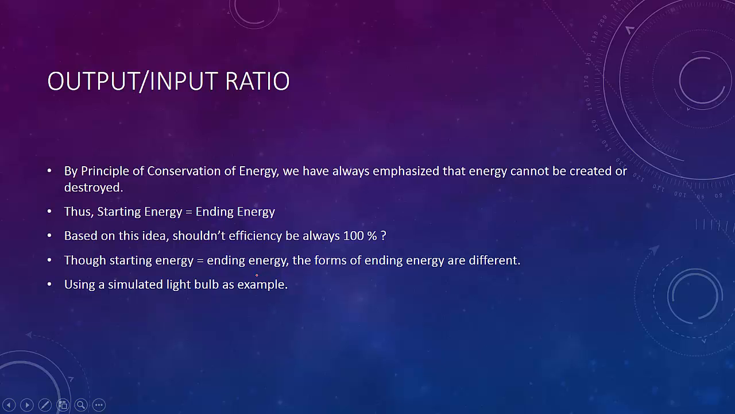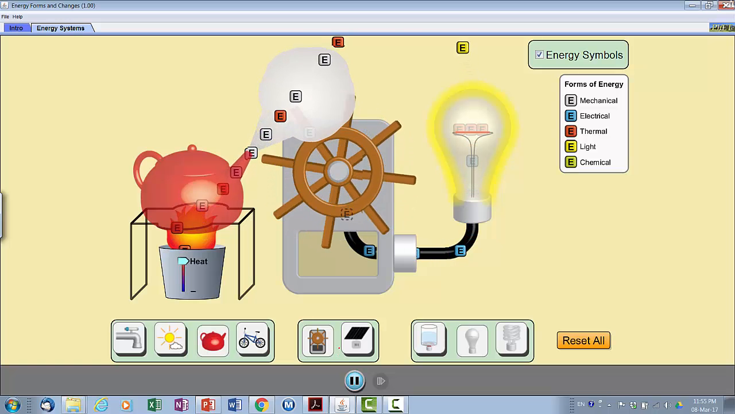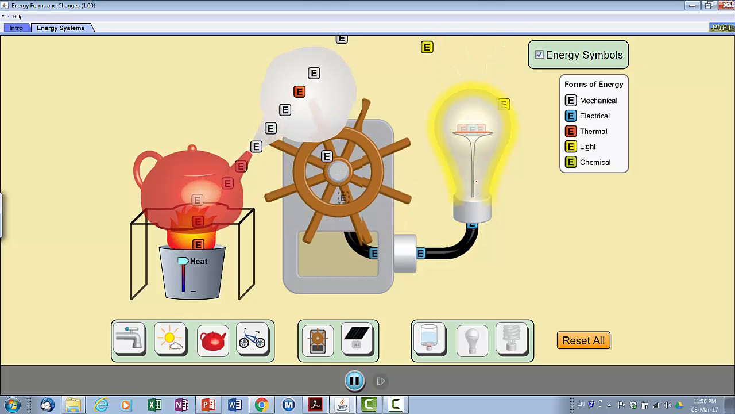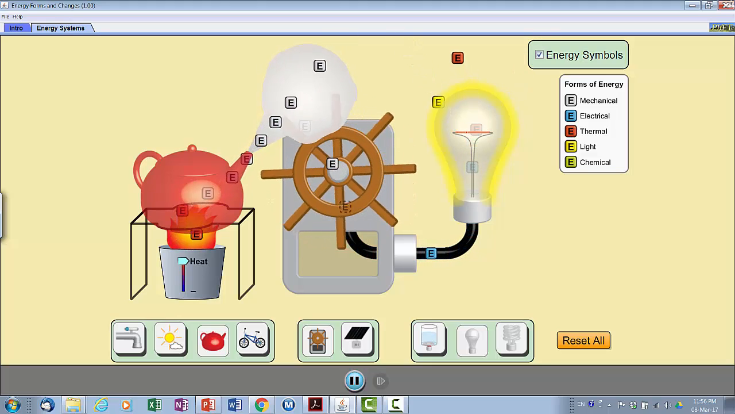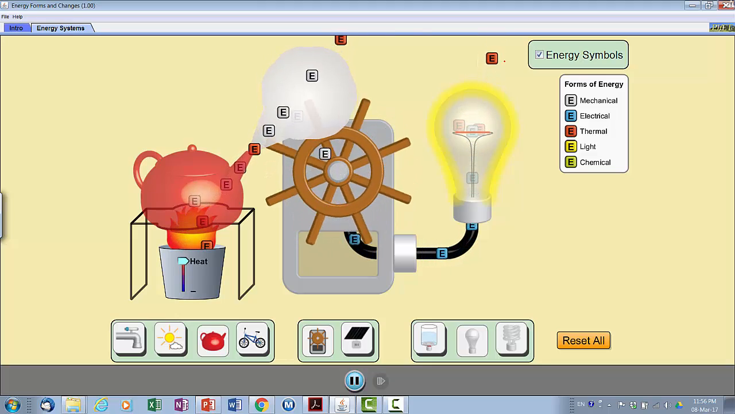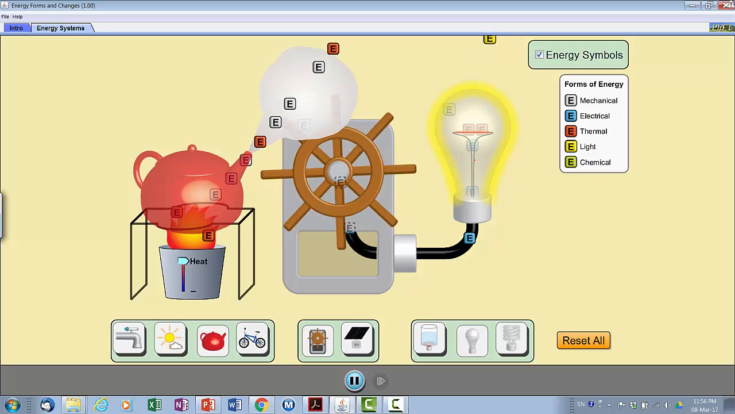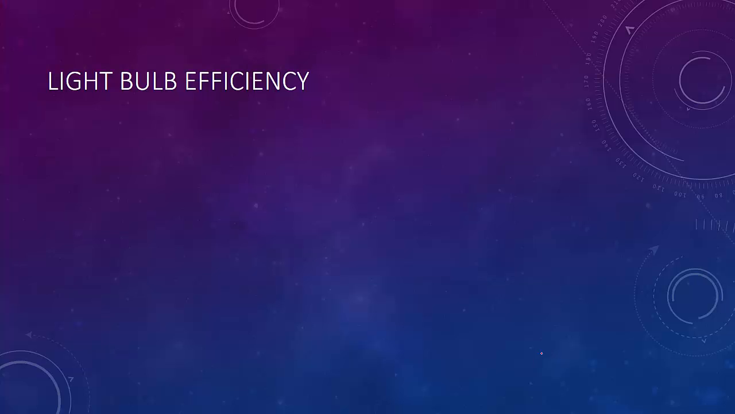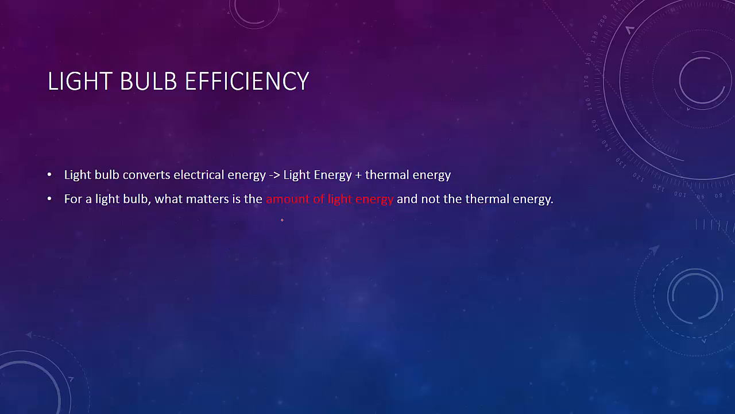So using a simulated light bulb as an example, focus on the light bulb. You're taking electrical energy, this blue color, and you find that some of the energy becomes light, some of the energy becomes thermal, as indicated by this orange. So light bulbs actually convert electrical energy into light and thermal energy. But for a light bulb, what actually matters most is the amount of light energy and not the thermal energy. So you can consider that the thermal energy is wasted and not useful.